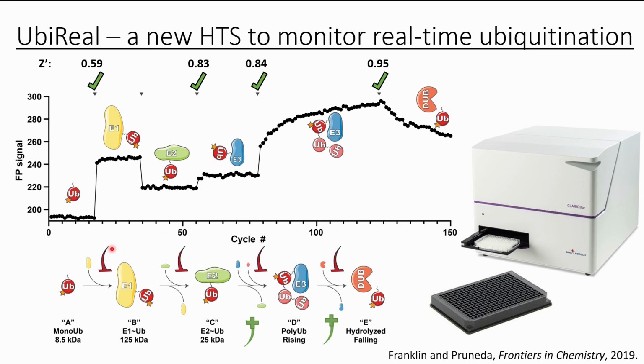So you can imagine how this could be particularly powerful because it's a single assay that you could then use to test any sort of drug that would target one of these individual phases along the ubiquitination pathway. You could also imagine using activators, which could then increase the amount of ubiquitination or the amount of deubiquitination over time, again using the same assay.